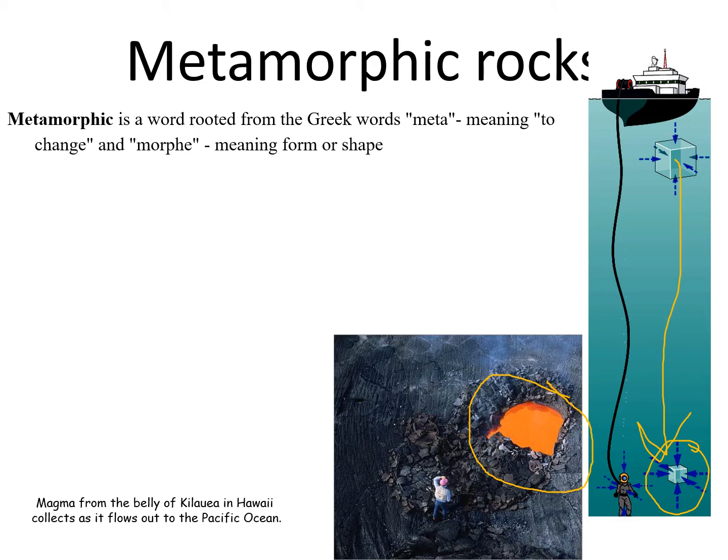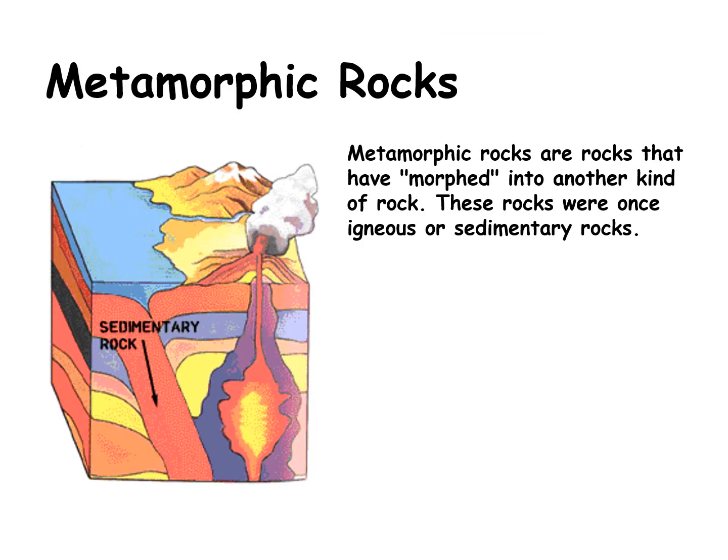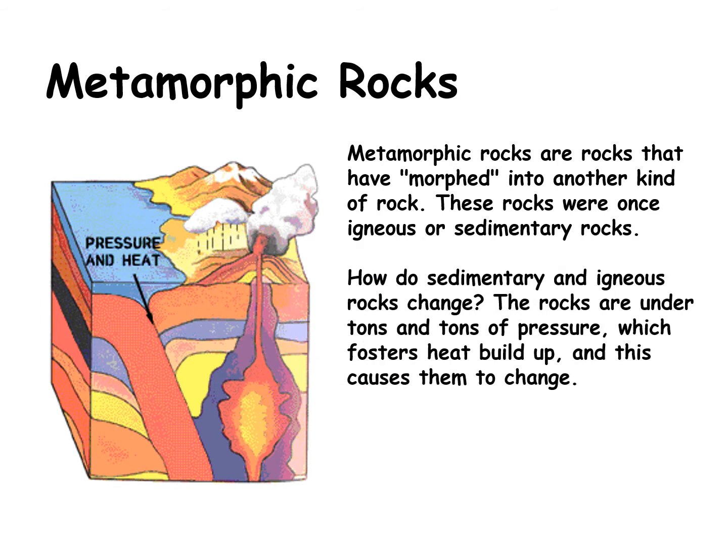Metamorphic is rooted in Greek, which means to change shape. Meta meaning to change, morph meaning form, to change shape. So metamorphic rocks form from other rocks that undergo intense heat and pressure, but not melting. This causes them to, and this is an important word for metamorphic, recrystallize, which means to form new minerals. Metamorphic rocks are rocks that have morphed into another kind of rock. These rocks were once igneous or sedimentary rocks.